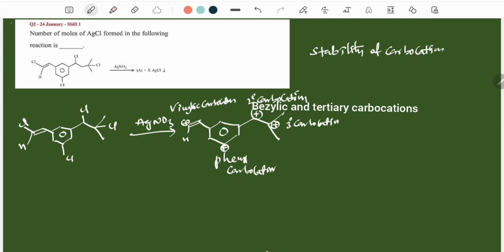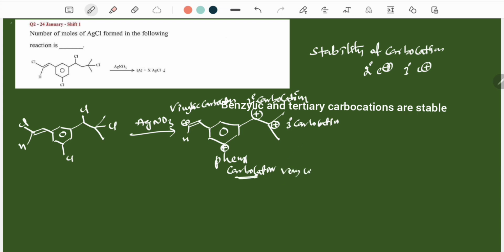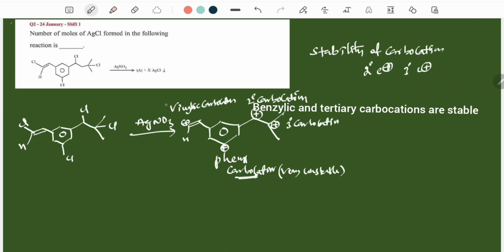So which is the stable carbocation among the given options? The secondary carbocation and tertiary carbocation are stable. The phenyl carbocation is very unstable. The vinylic carbocation is also unstable.